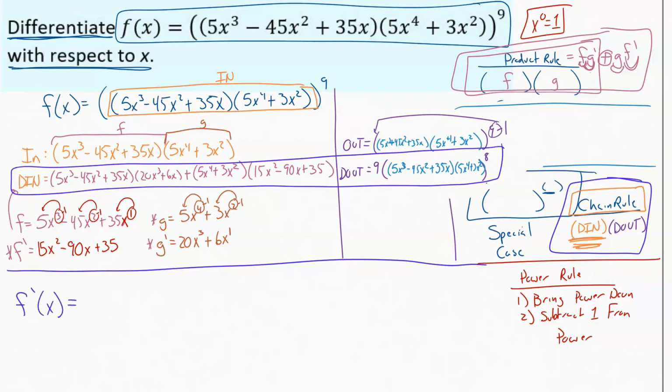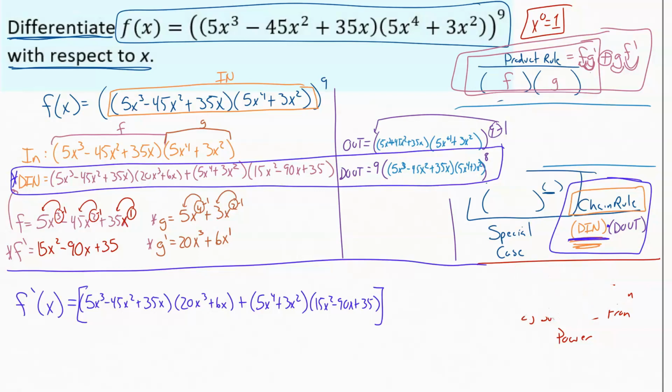So our derivative says go find the D in. So we go grab the D in, which is that huge thing. So 5x cubed minus 45x squared plus 35x times 20x to the third plus 6x plus 5x to the fourth plus 3x squared times 15x squared minus 90x plus 35. That is our D in. And all of that, that's kind of one of the tricky parts on that. All of that needs to be multiplied by the D out. So you need one big, huge set of parentheses or brackets on the outside.